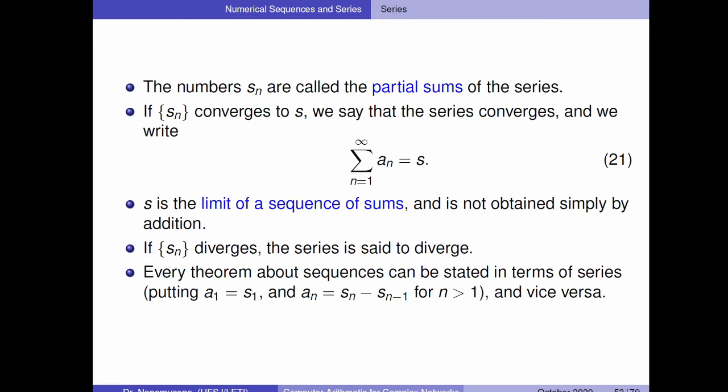If Sn converges to S, you say that the series converges, and you write equation 2.1. S is the limit of a sequence of sums. It's not obtained simply by addition. If the sequence Sn diverges, the series is said to diverge. Every theorem about sequences can be stated in terms of series, right?